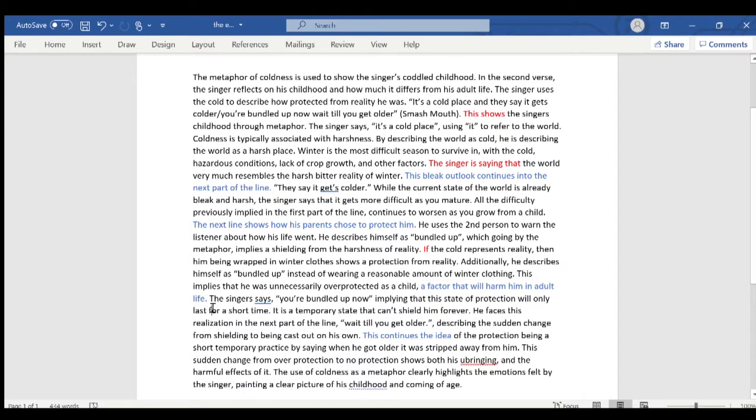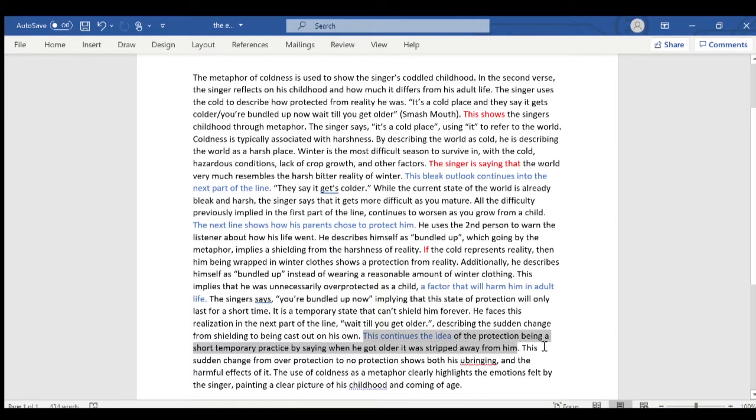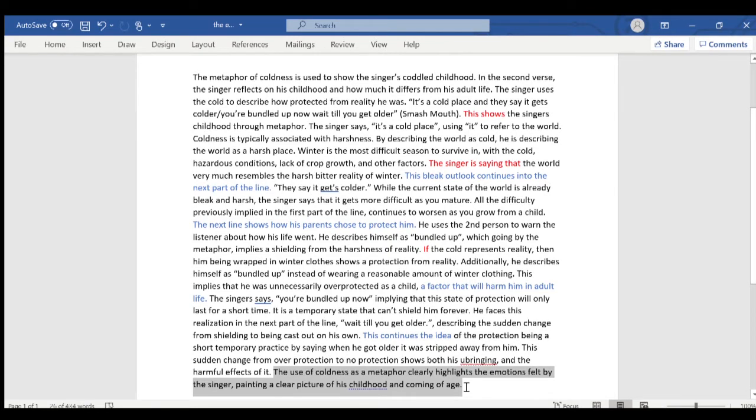I do a brief little connector in between the two, saying you're bundled up now, saying that this will only last for a short time, going on to this temporary stuff. And then I go, this continues the idea of protection being a short temporary practice by going into the next part of the line. So then what I do at the end here is I tie all of those ideas together that I've strung along in a chain, and that sums up my ideas and analysis of the quote. So that's what you really have to do.